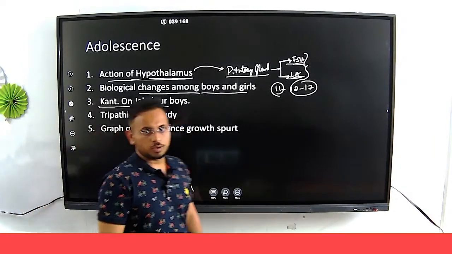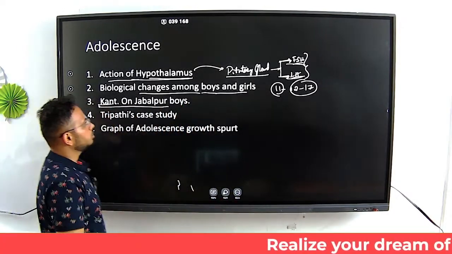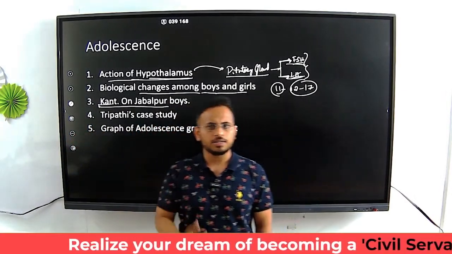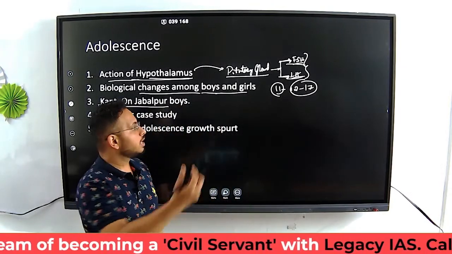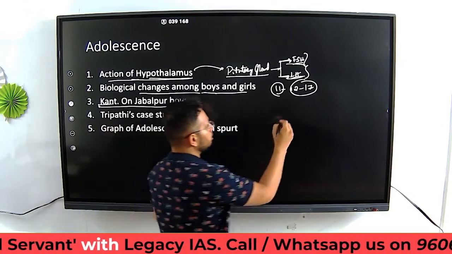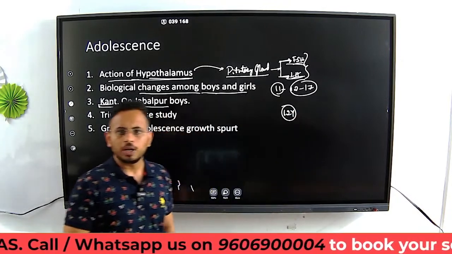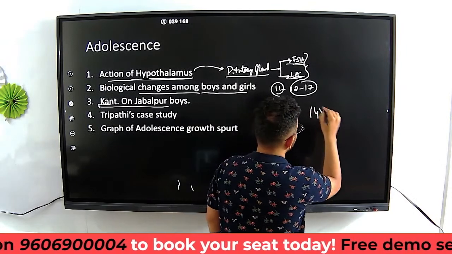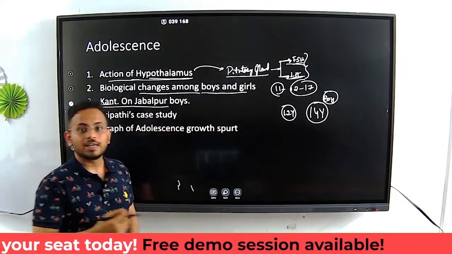The case study on the Jabalpur boys. Kant came out with a case study on the Jabalpur boys, and he said that the age where puberty kicks in for boys is greater than for girls. For example, we'll be talking about a curve where it's around 12 years for a girl child and around 14 years for a boy child, where the puberty kicks in.